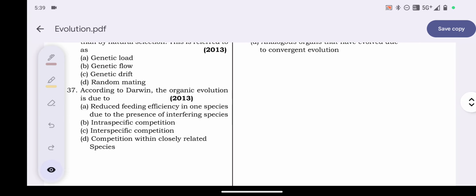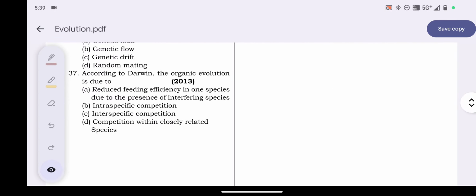Next question number 37. According to Darwin, the organic evolution is due to reduced feeding efficiency in one species due to the presence of interfering species. B. Intraspecific competition. C. Interspecific competition. And D. Competition within closely related species.